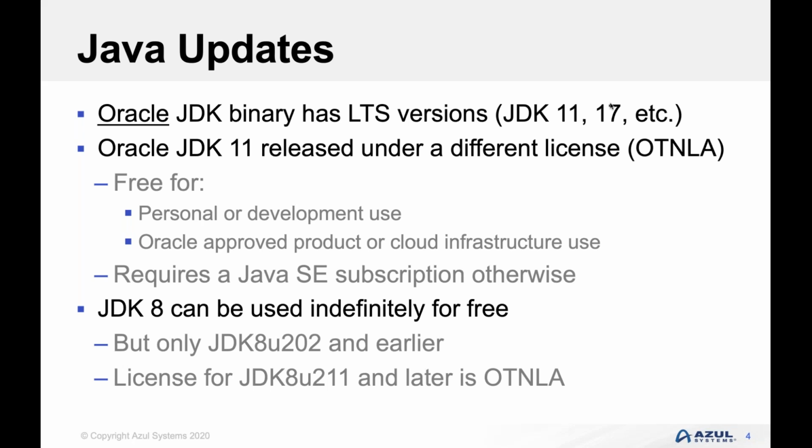The update that came out in April of last year, JDK 8 Update 211, and all the subsequent ones after that have been available on the Oracle website, but they're now under this new license, the Oracle Technology Network License Agreement. So that means that you cannot use those updates in a production environment unless they fit into one of those 4 categories or you buy a Java SE subscription.